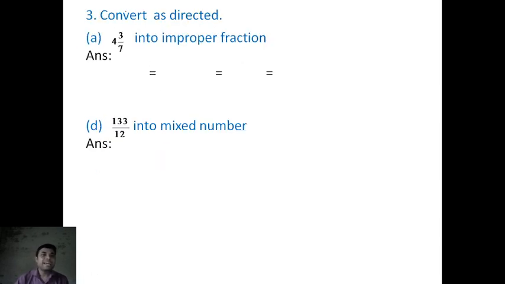Now convert as directed. A. 4 whole 3 by 7 into an improper fraction. My dear student, listen, we can convert any improper fraction into a mixed number and any mixed number into an improper fraction. See the process. Look here, what is the denominator? 7. No change in denominator. The denominator will be 7. First what we will do? First we multiply these two numbers, the whole number and the denominator. Then we will add this 3.